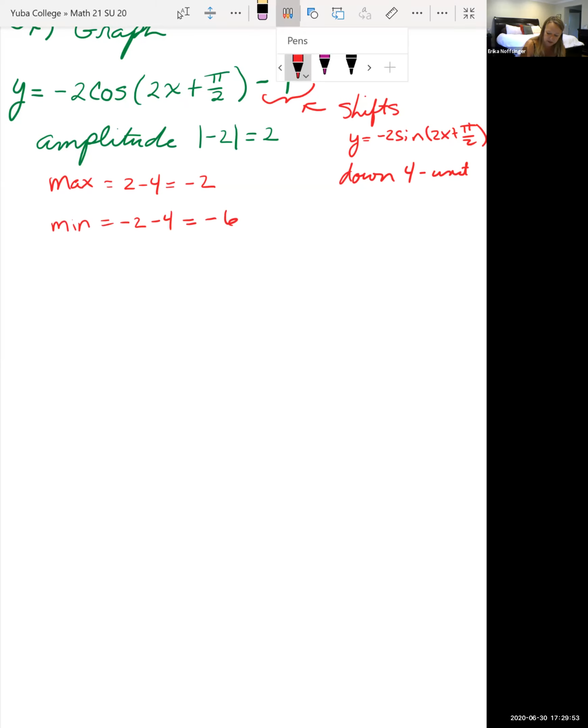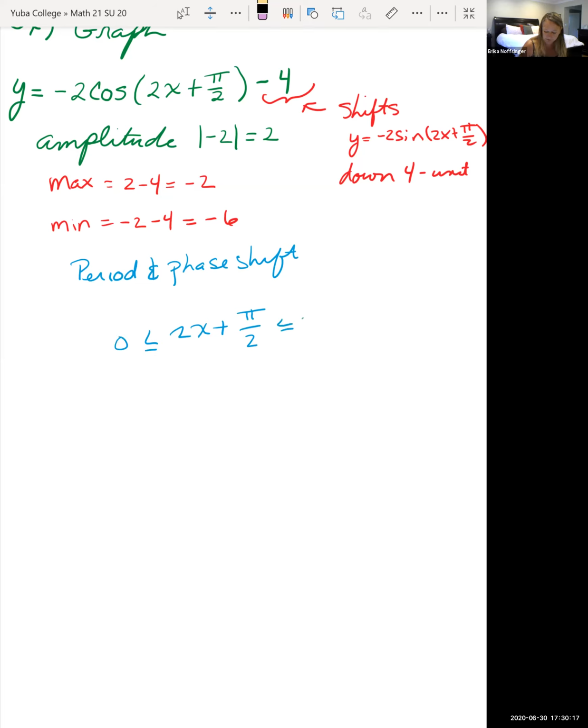And so now let's look at the period and phase shift. So we're going to sandwich this 2x plus pi halves in between 0 and 2 pi. And now we're getting x by itself. And so let's subtract pi halves on all sides.